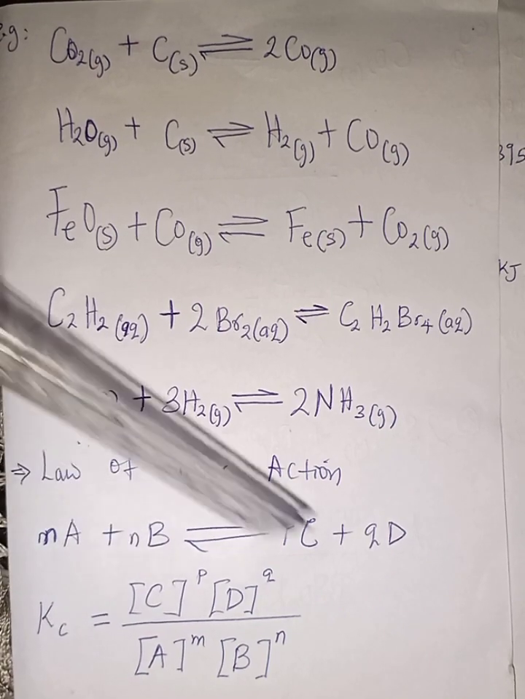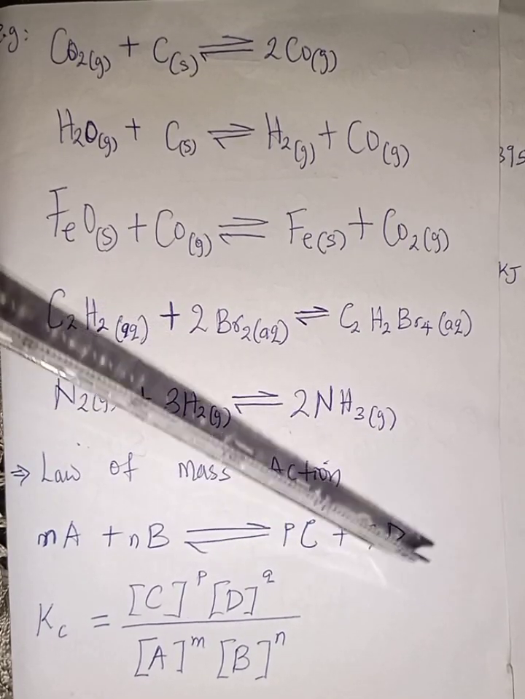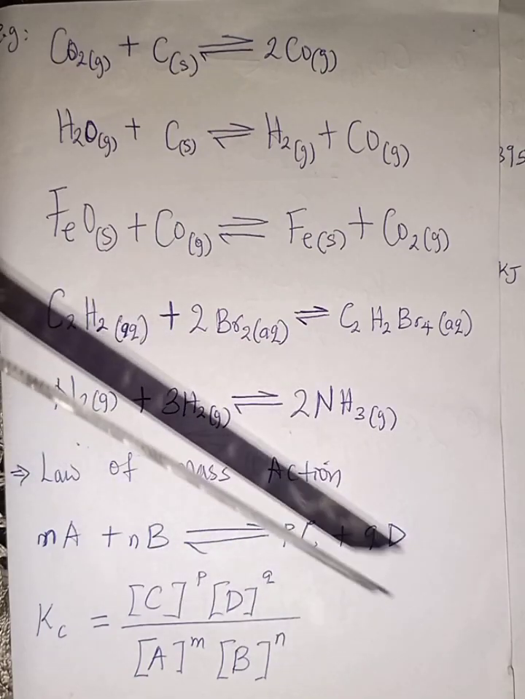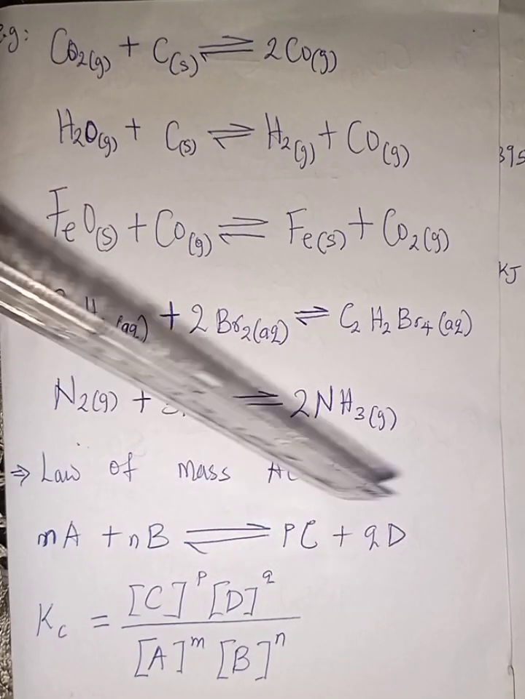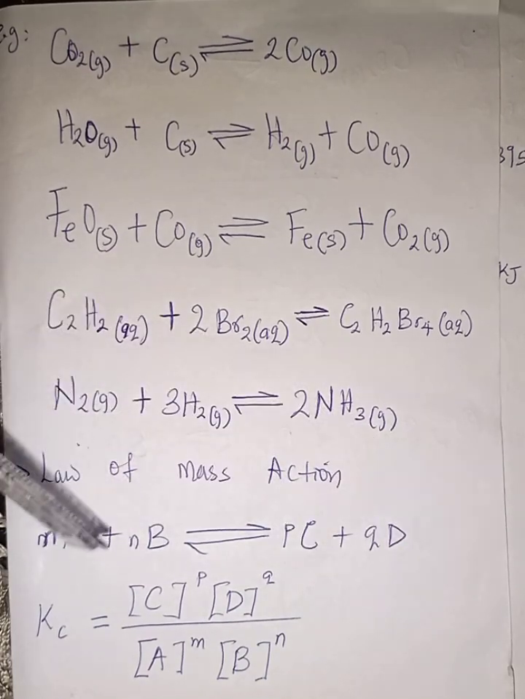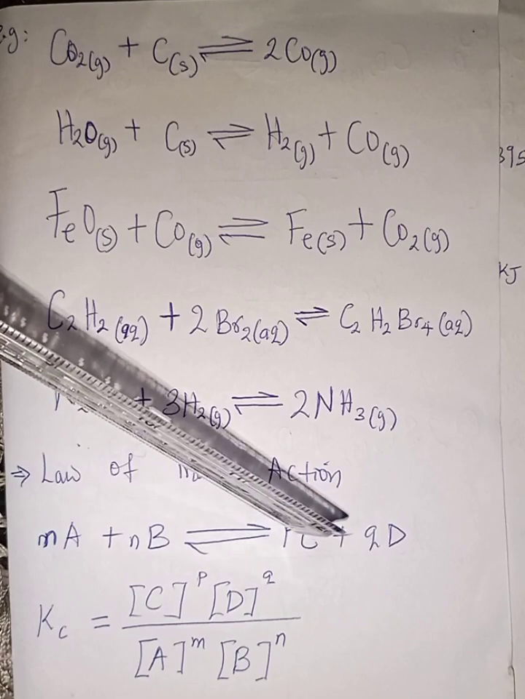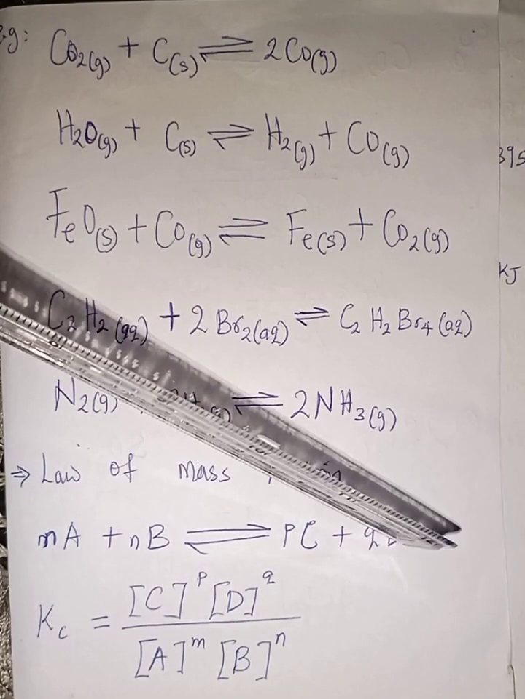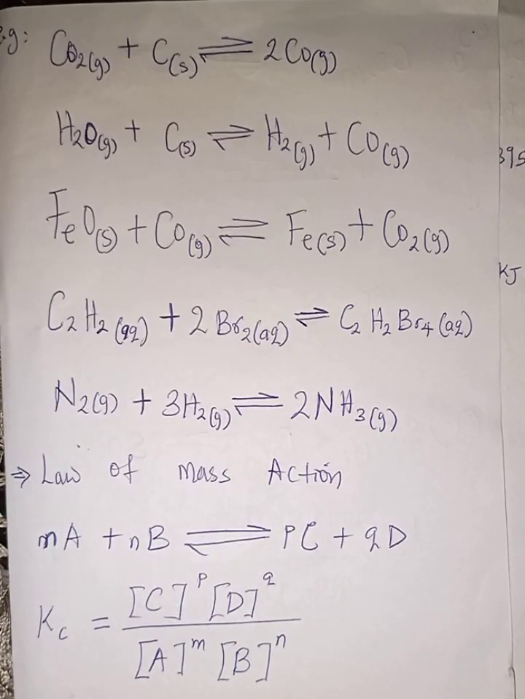So the equilibrium constant for this reaction is the product of the products divided by the product of the reactants. Now what is the arithmetic product? Multiplication. Multiply C times D, divided by A times B. Raise everything to the power of their coefficients: C raised to power p, D raised to power q, A raised to power m, B raised to power n. So everything you have there will be a constant, which we call the equilibrium constant.